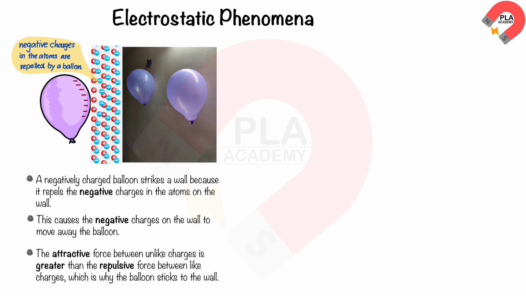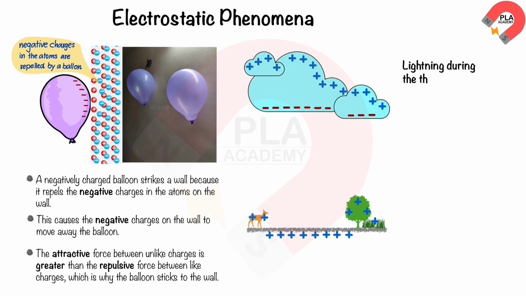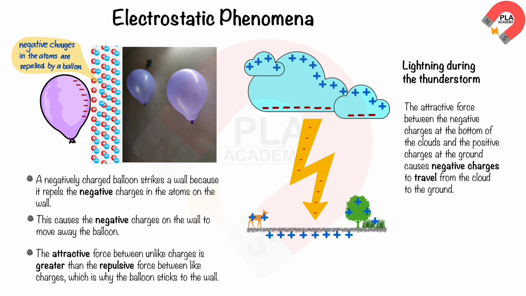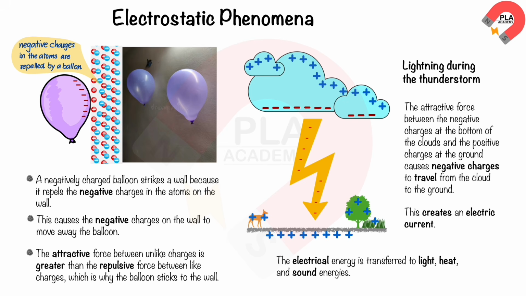Lightning during a thunderstorm. The attractive force between the bottom of the clouds and the positive charges at the ground causes negative charges to travel from the cloud to the ground. This creates an electric current. The electrical energy is transferred to light, heat, and sound energies.